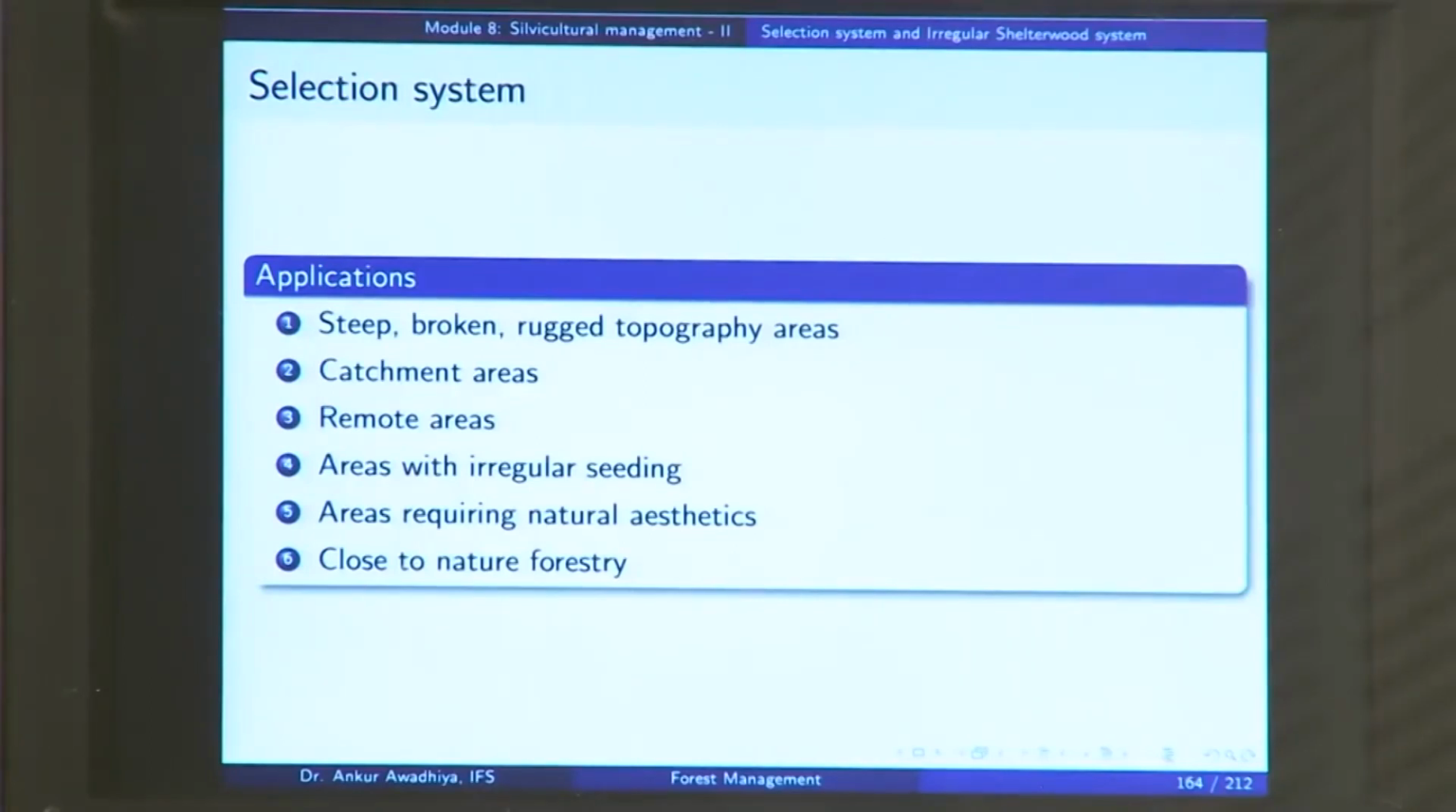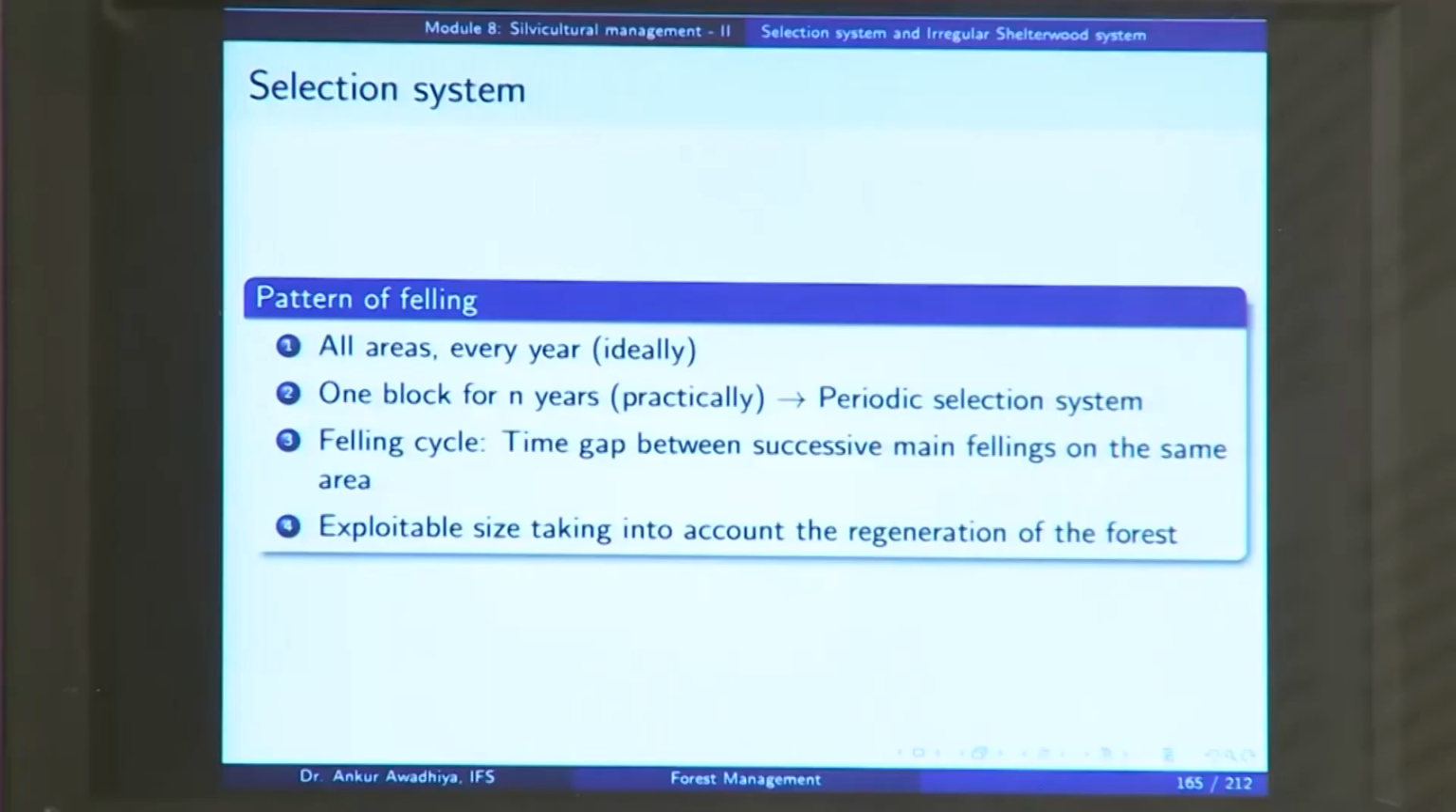Then it is also used when you want to go for close to nature forestry. So you want to maintain a forest for aesthetic reasons in a natural state. Because a selection forest is the closest that you can have to a natural forest, you go with a selection system. So, what is the pattern of felling in a selection system?